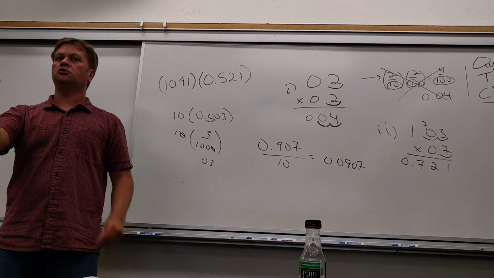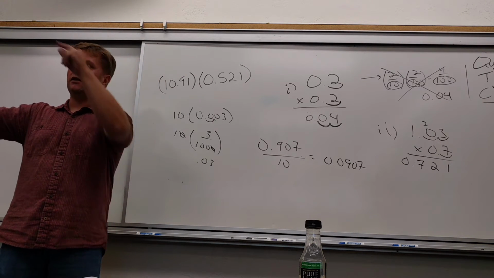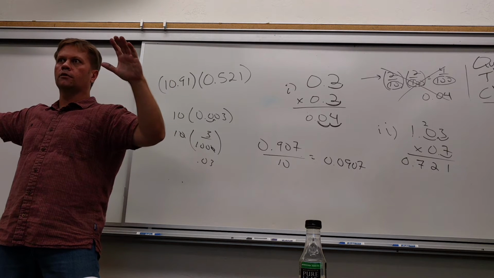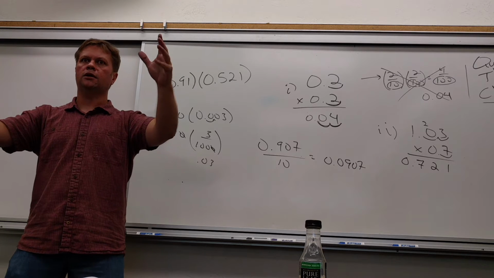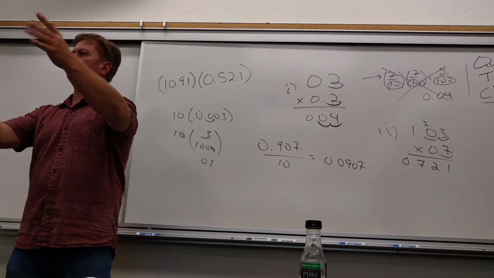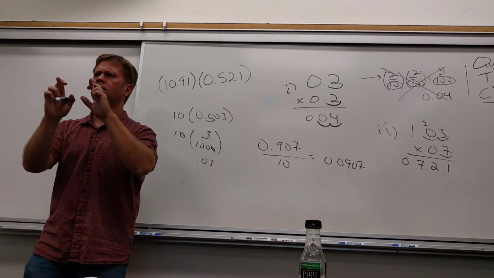If I multiply by 100, it moves it over twice. If I divide by 100, it moves it back twice. 1,000, 3. Divide by 1,000, 3 the other way. Why should it work so easily? Because decimals are based on 10, so when I multiply or divide by things that are based on 10, they just move where the decimal is. Of course they do. Maybe.